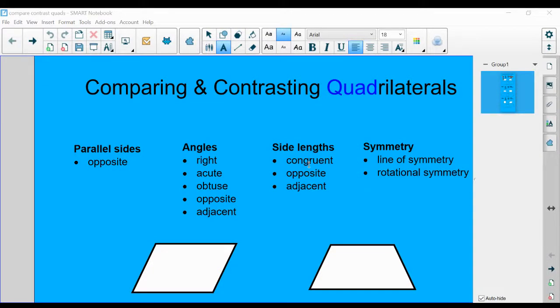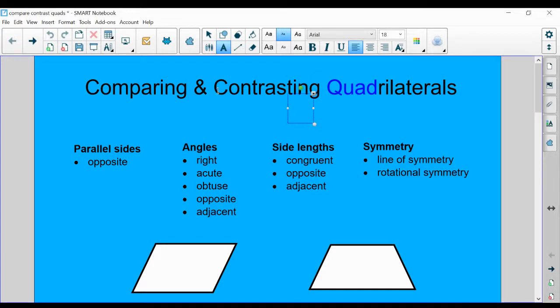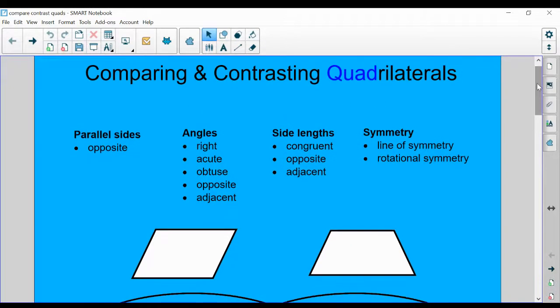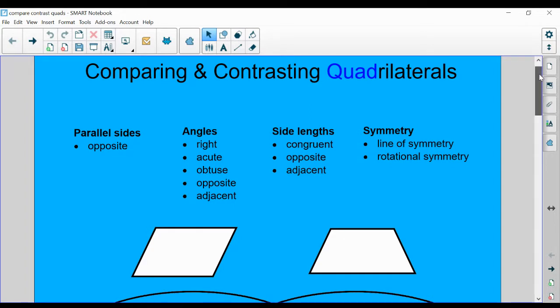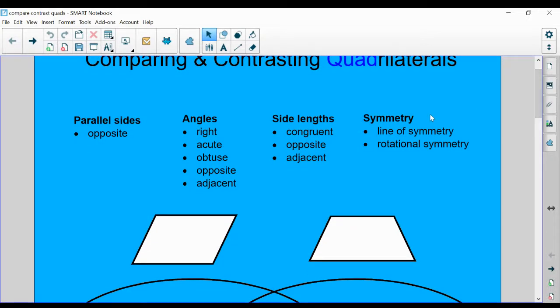Today we're going to talk about quadrilaterals. We're going to compare and contrast the attributes of quadrilaterals. You should remember that the prefix quad means four, so we're dealing with all four-sided shapes today. And I have an acronym for you to remember when you are comparing and contrasting, which comes in handy to help remember to think of all the different similarities and differences.